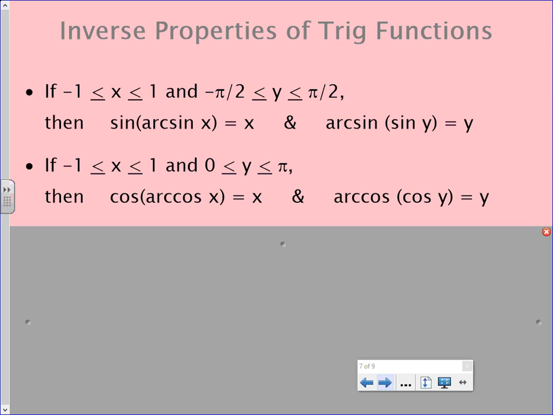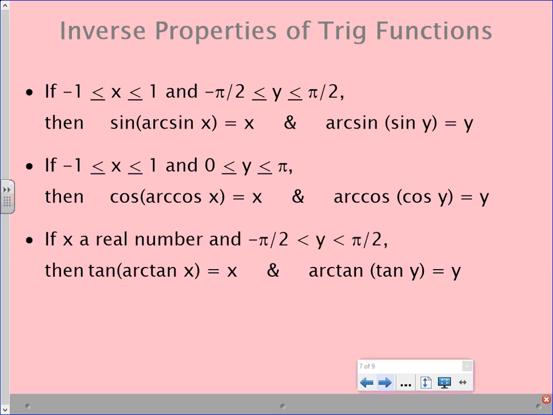And I bet some of you could even start writing the property for tangent and inverse tangent. X can be any number because our domain is all real numbers. Y is between negative pi over 2 and pi over 2. That's the range for arctangent. Then tangent and arctangent can cancel each other out.